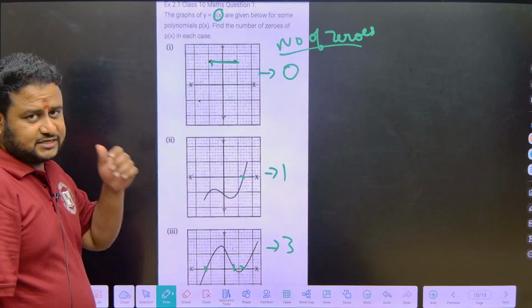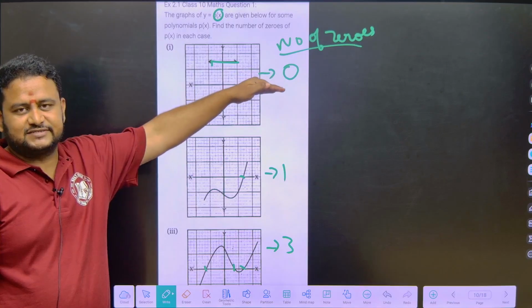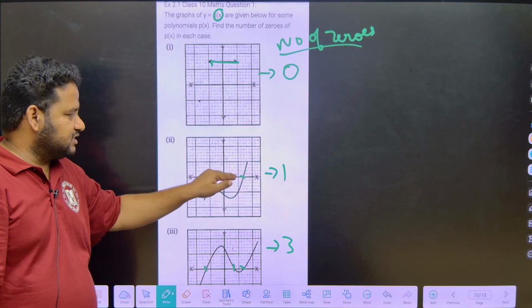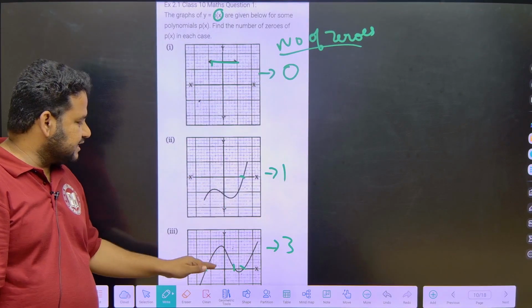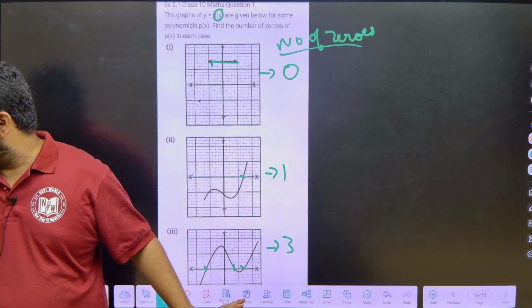This is the geometrical representation of zeros of the polynomial. Here it is cutting at no point, that is why here the number of zeros is 0. Here it is cutting at 1 point, so that is why the number of zeros is 1. Here it is cutting at 3 points, that is why the number of zeros is 3.